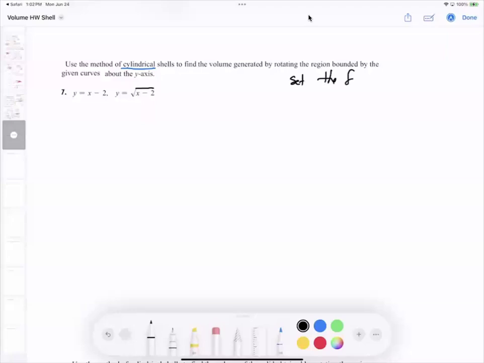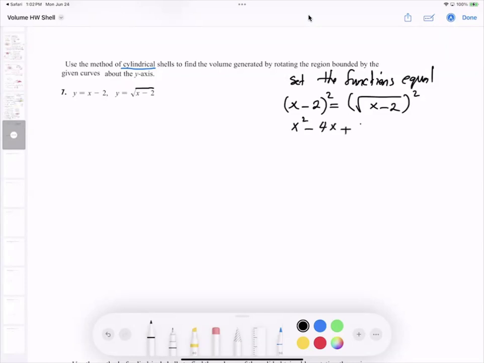Set the functions equal. We have x minus 2 equals square root of x minus 2. To get rid of this square root, raise both sides to the second power. On the left-hand side, you get x squared minus 4x plus 4, and on the right-hand side, you have x minus 2. Bring all terms to one side, so you get a quadratic equation. Get x squared minus 5x plus 6 equal to 0.